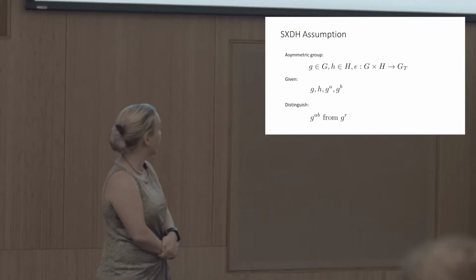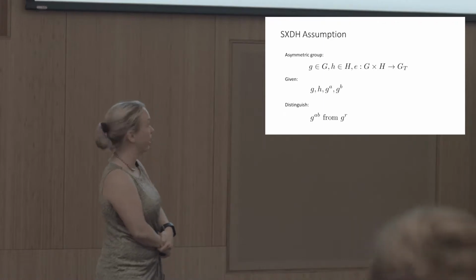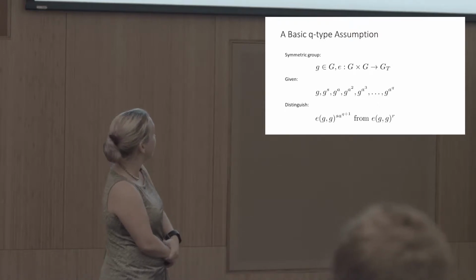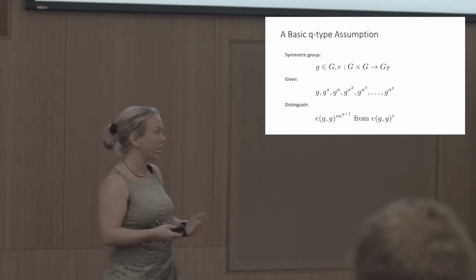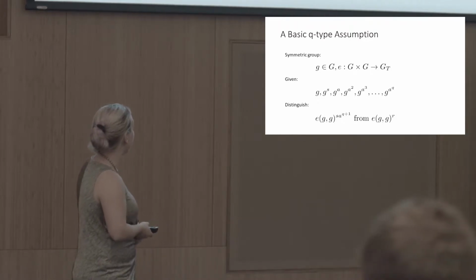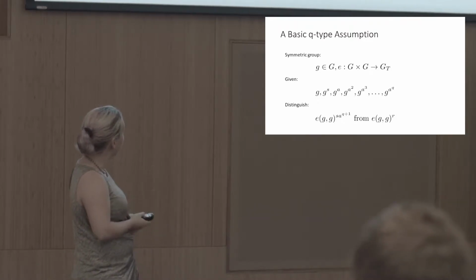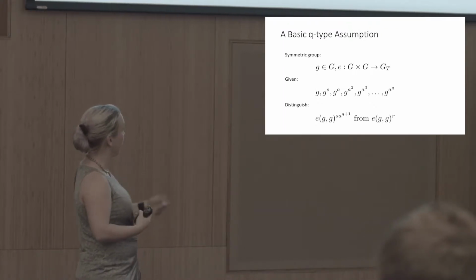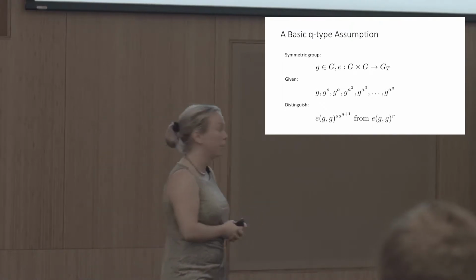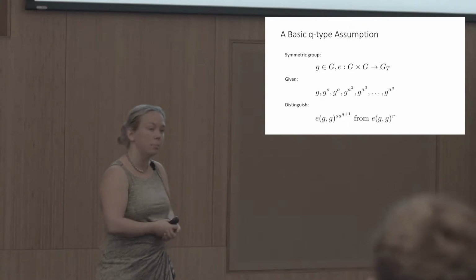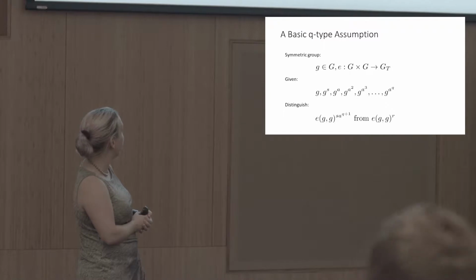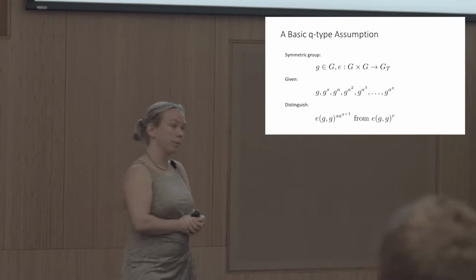Okay? And so to give you a sense of how these things start getting a little more complicated, this is what a basic Q-type assumption looks like. So we're going to go back to a symmetric group, and all these things have versions both symmetric and asymmetric, but just for simplicity, we'll do a symmetric group. I can give you exponents like g to the s, g to the a, g to the a squared, g to the a cubed, all the way up to g to the a to the q, where q is some parameter that might have something to do with the scheme that I'm trying to prove something about. And I'm going to declare that it's difficult to distinguish the pairing with an exponent of s times a to the q plus 1 from a random exponent.